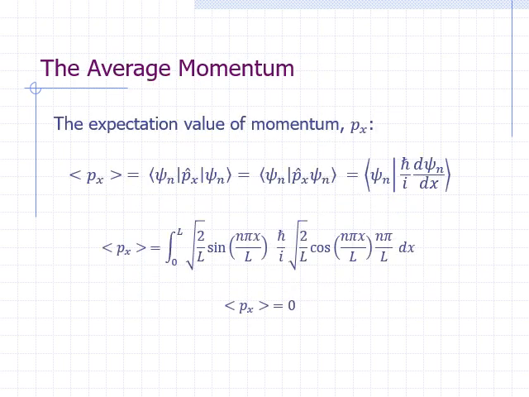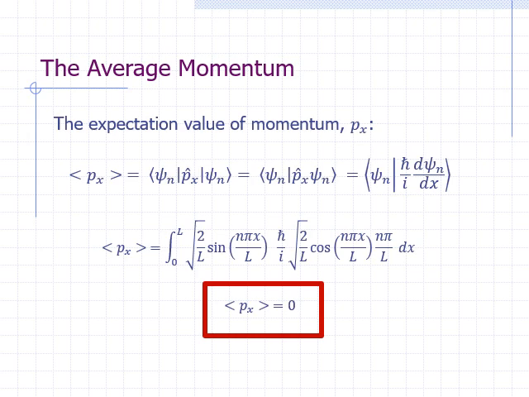What's the expectation value for momentum p sub x? That would be the integral over all space of psi sub n star times p sub x hat applied on psi sub n. P sub x hat applied on psi sub n means take the derivative of psi sub n with respect to x, then multiply by h bar over i. Here's psi sub n. Here's h bar over i times the derivative of psi sub n. If we evaluate this integral from x equals 0 to x equals L, we get 0. The average momentum is 0.